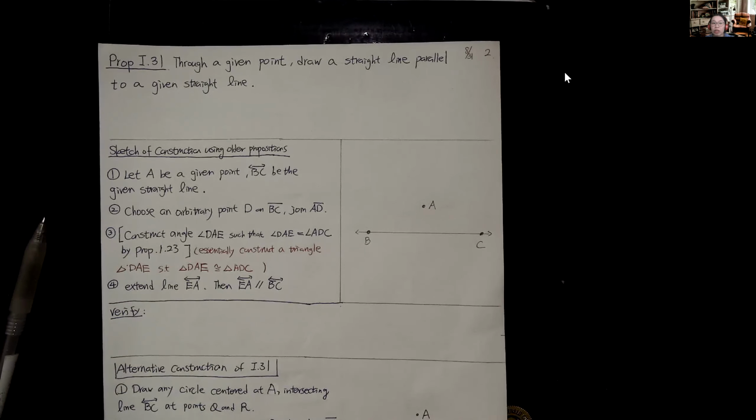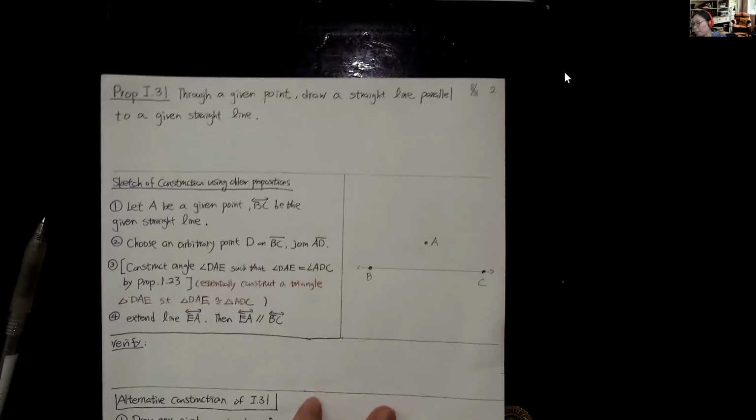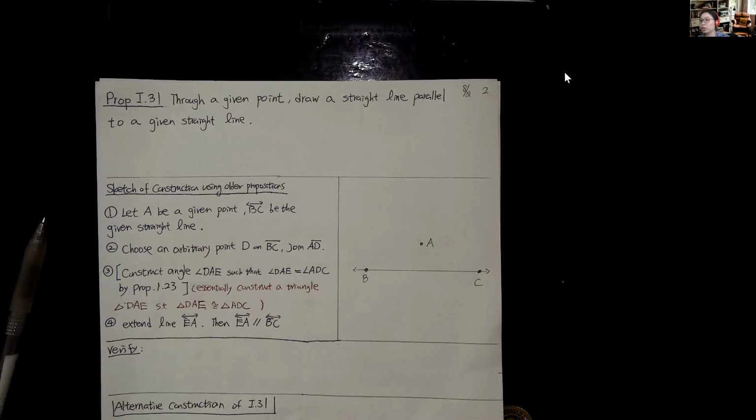Unfortunately, propositions 29 and 30 depend on the 5th postulate. That's why we want to delay them until later on. So if you read the textbook, there's a jump to 1.31. 1.31 still does not depend on the 5th postulate, so we are safe.